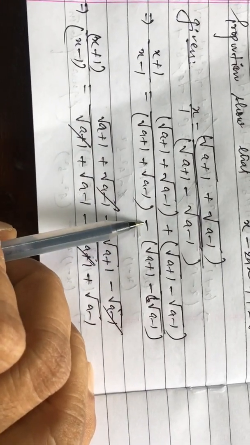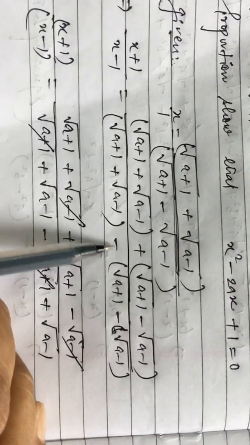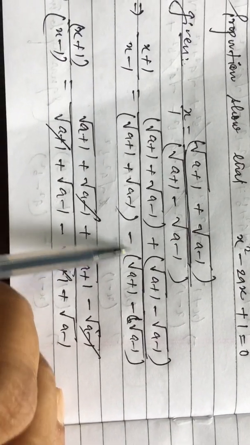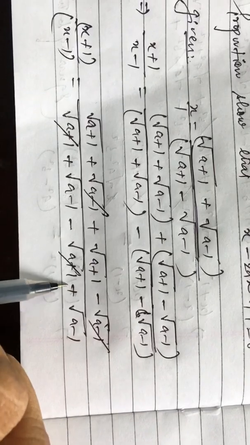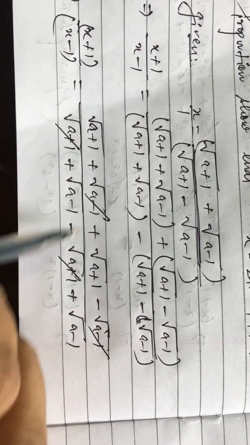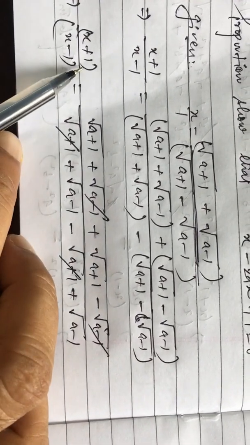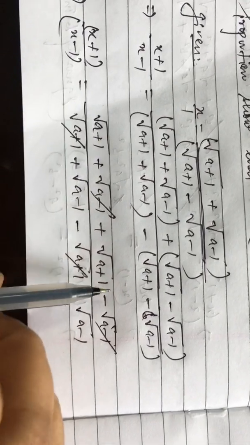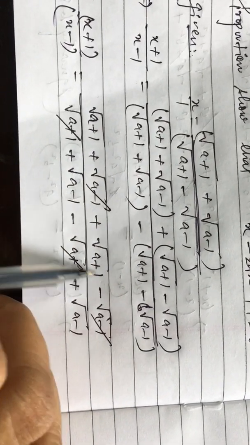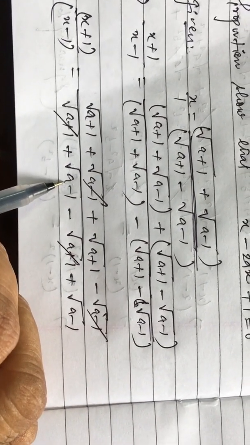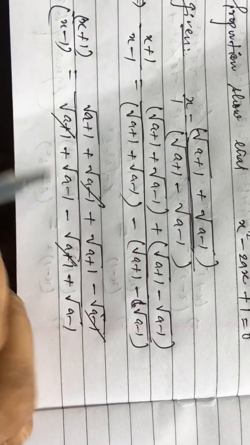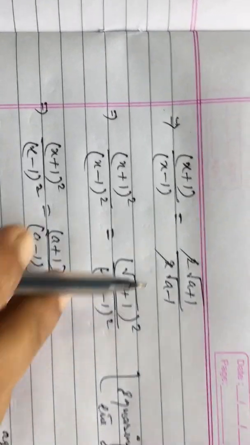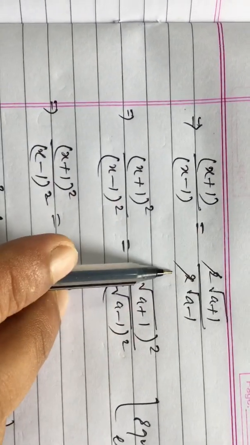Now open the bracket here. Before this bracket, a minus sign is there. Open the bracket: minus plus, minus minus, minus plus. This will be cancelled, this will be cancelled. X plus 1, x plus 1, this will be added: 2 root under a plus 1, and 2 root under a minus 1. And the LHS part is the same. See this side. Here this 2 will be cancelled.